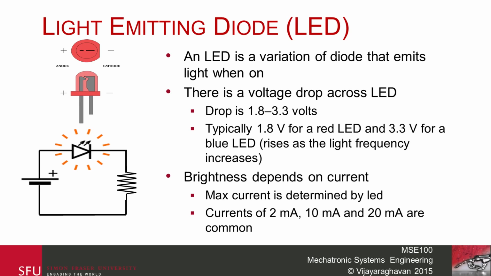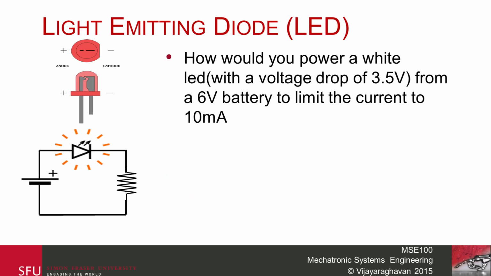The brightness of an LED is controlled by the current flowing through it. So the higher the current rating of the LED, the brighter it's going to be. And typically you would find LEDs in the 2 milliampere range, 10 milliampere range, or 20 milliampere range. So these are common values. So then the question becomes, how do you actually use an LED? I've already given you the hint. You typically need to use a resistance in series.